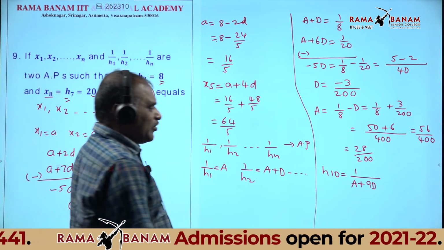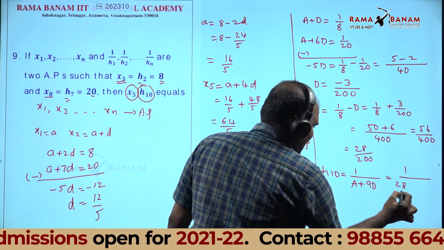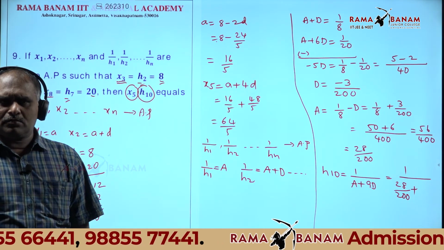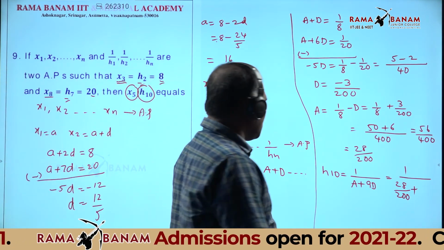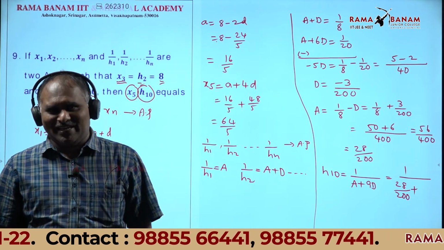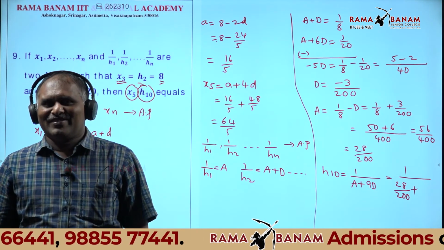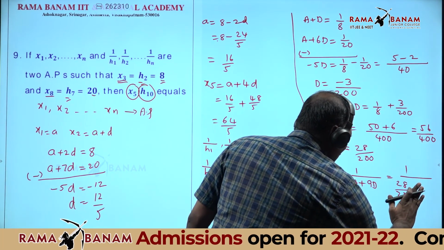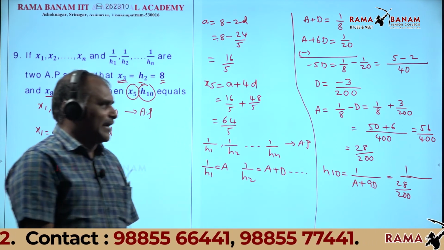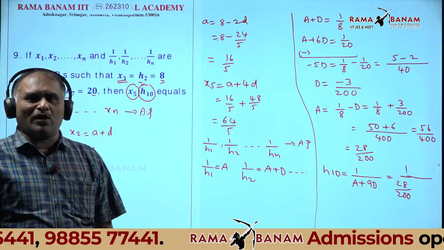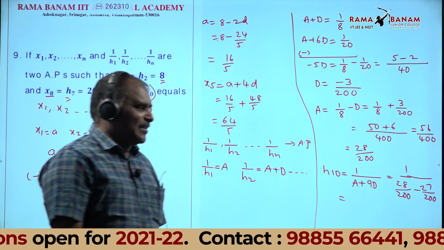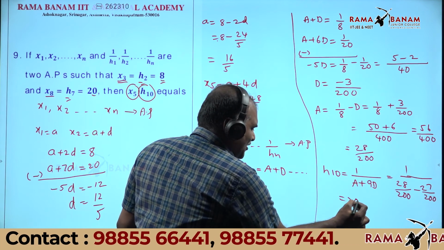What is the A value? 28 by 200. Here 28 by 200 plus 9D. The D value is minus 3 by 200, and 9 into 3 is equal to 27 by 200. The simplification is easy since the denominator 200 is there, so you can do the calculation easily. You can get the answer with LCM 200.